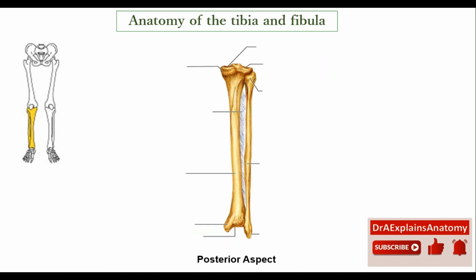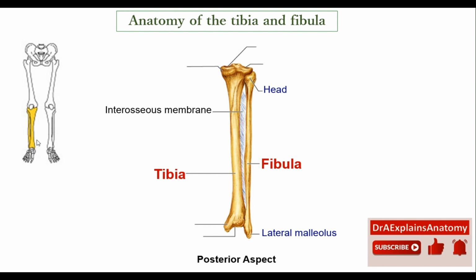Moving to the posterior aspect of the tibia and the fibula, this right here is the fibula. As we mentioned, the fibula will help you identify the lateral aspect from the medial aspect. This is the tibia. This right here is the interosseous membrane. This is the head of the fibula. This is the lateral malleolus, which is the structure on the fibula.